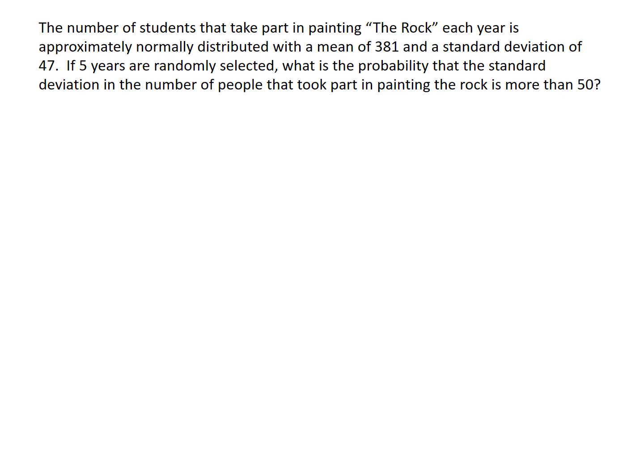For this last example, we're going to go back to talking about how many people paint the rock each year. So we want to know what the probability is that the standard deviation in the number of people that took part in painting the rock is more than 50 for the 5 random years we selected. So those 5 years are a sample, which means we want the probability that S is more than 50. To do this, we need to know the distribution of S.